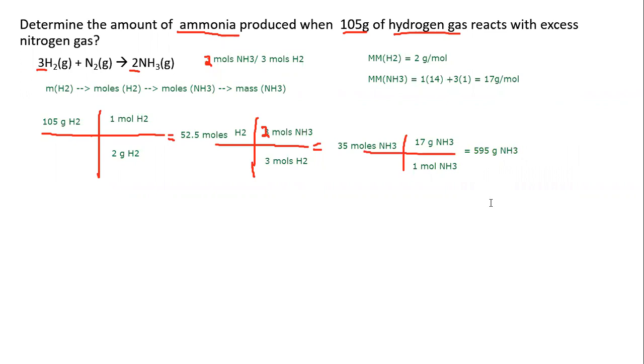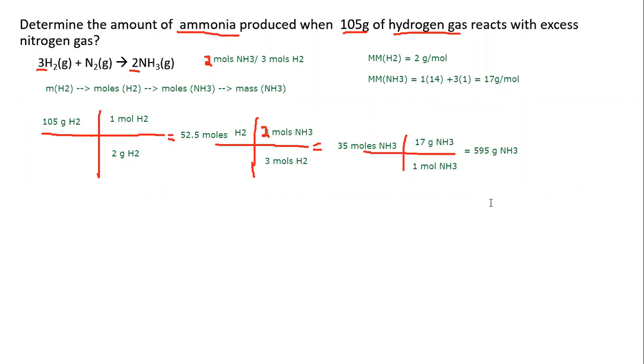So when we're starting with 105 grams of hydrogen gas with excess nitrogen gas, we can produce a maximum of 595 grams of ammonia. So overall, when we're doing these, what's called simple stoichiometry, we're always going to take the mass, convert it into moles of our reactant. Once we know the moles of the reactant, we can convert it to moles of the product that we want. Once we get the moles of the product, we're going to convert it to the mass of product. These 3 steps are repeated over and over for these types of simple stoichiometry.